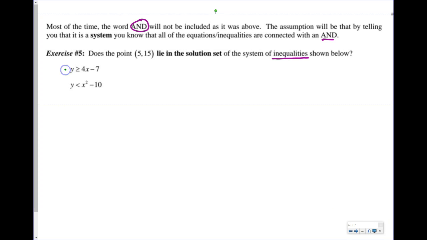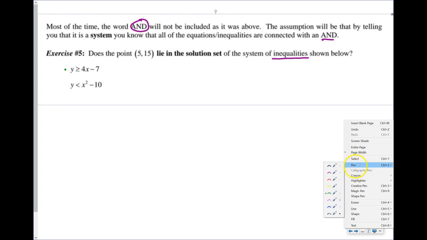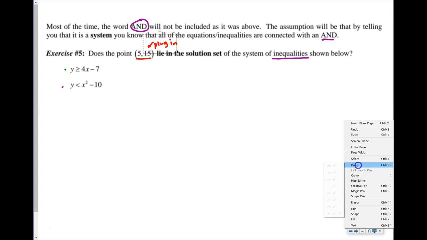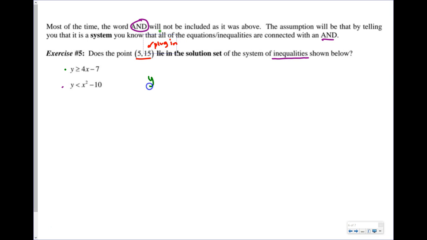I'm going to make the first equation green, like I did last time, and the second equation purple. What are we going to do with this (5, 15)? We're going to take this (5, 15) and plug it in. Alright, so here's my green equation: y greater than or equal to 4x minus 7. But now instead of y and x, I'm going to plug in the 15 and the 5 from my point and see if it works, keeping in mind that this is a greater than or equal to symbol.